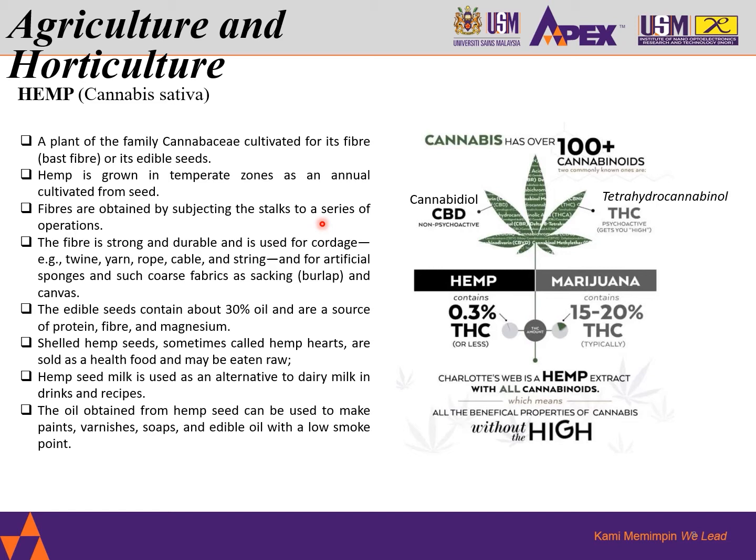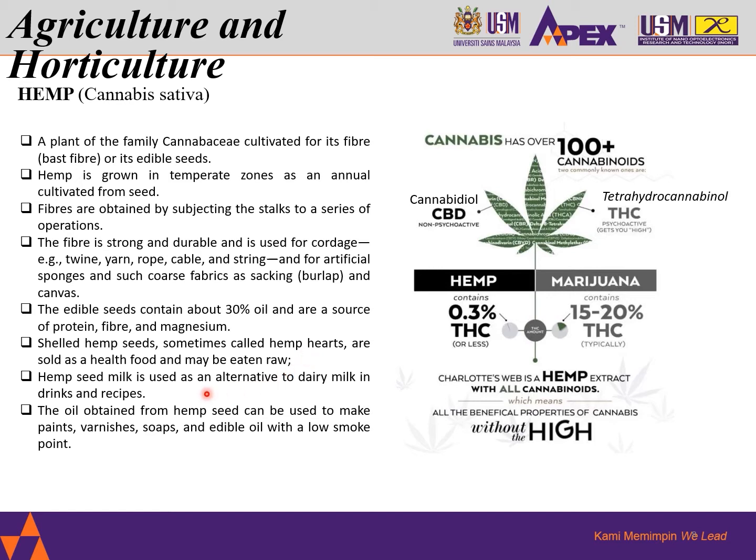Fibers are obtained by subjecting the stalk to a series of operations. The fiber is strong and durable and is used for cordage, for example twine, yarn, rope, cable, and string, and for coarse fabric such as sacking, burlap, and also canvas. These edible seeds contain 30% oil and are sources of protein, fiber, and magnesium. Shelled hemp seeds, sometimes called hemp hearts, are sold as health foods and may be eaten raw.